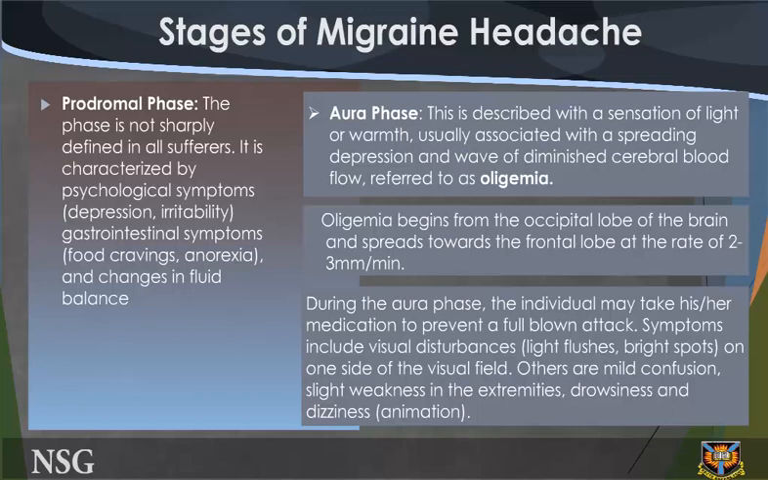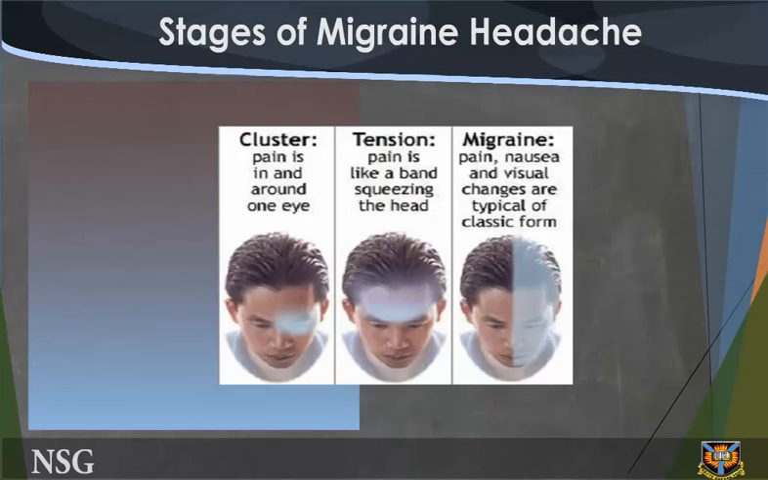Symptoms include visual disturbances, light flashes, bright spots on one side of the visual field. Others are mild confusion, slight weakness in the extremities, drowsiness and dizziness. Types of headache pain. Cluster: pain is in and around one eye. Tension: pain is like a band squeezing the head. Migraine: pain, nausea, and visual changes are typical of the classic form.